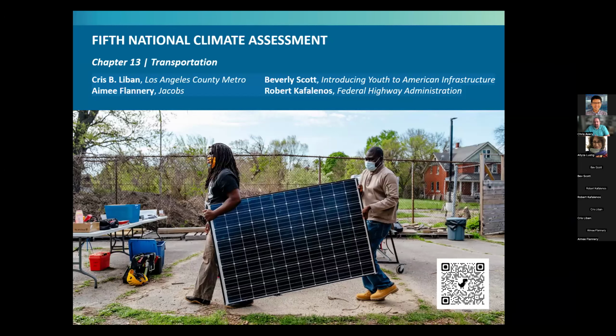My name is Chris Avery, and I am on the National Climate Assessment Team at the U.S. Global Change Research Program, or USGCRP.